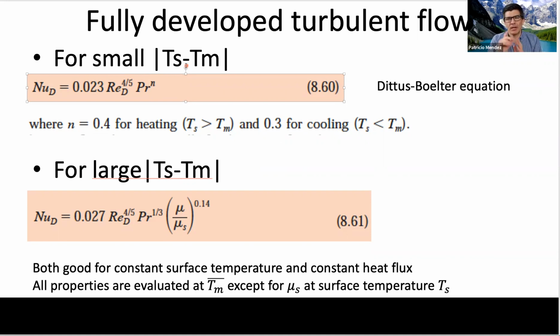So people said, okay, let's go one more turn of the screw here. And when the difference is large, they accommodate by having an equation that looks so much the same as before, but now we have a ratio of viscosities where mu is the viscosity at the mean temperature, and mu s is the viscosity at the surface temperature, at the temperature of the pipe. So now we can account for large temperature variations and large variations in viscosity, raised to an exponent of 0.14.